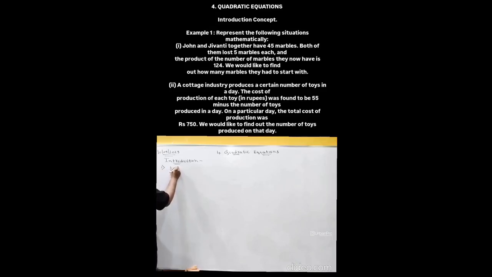3x square plus 2x minus 1, you see here.